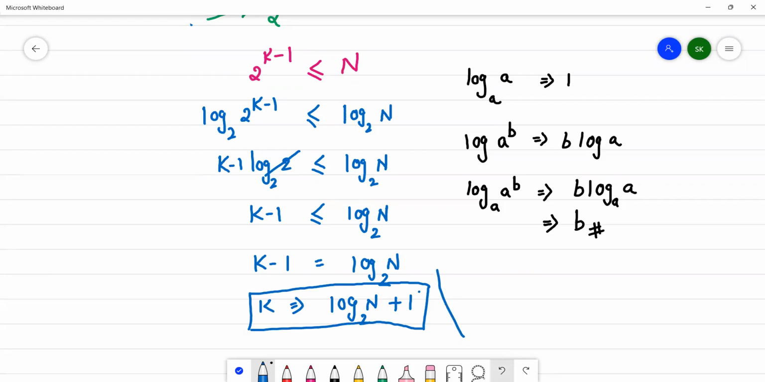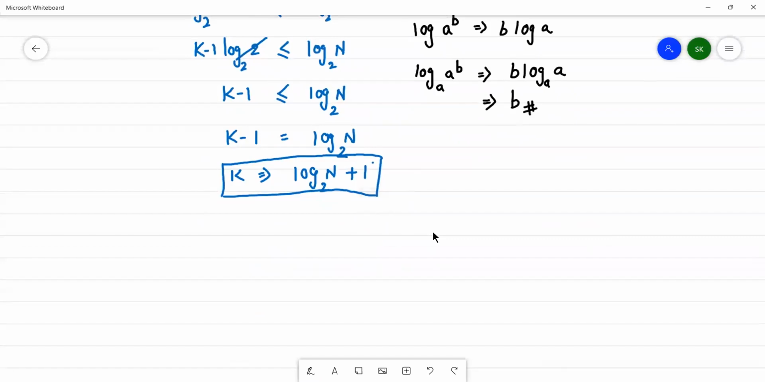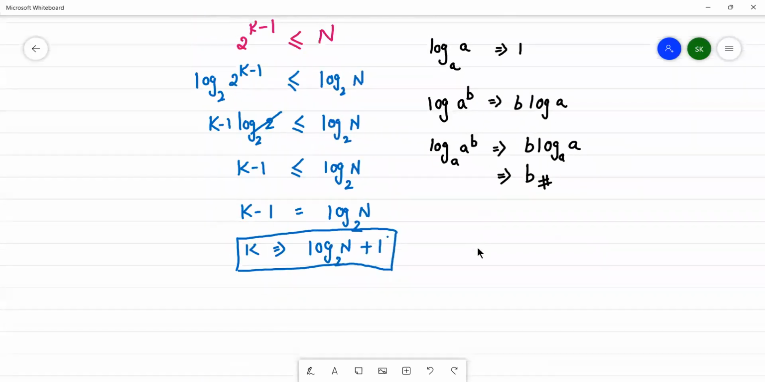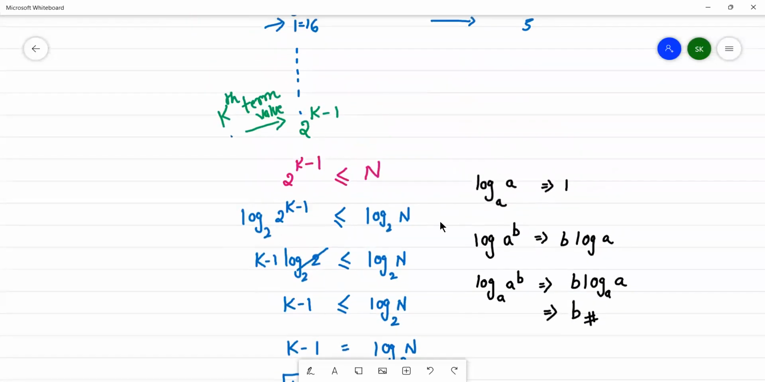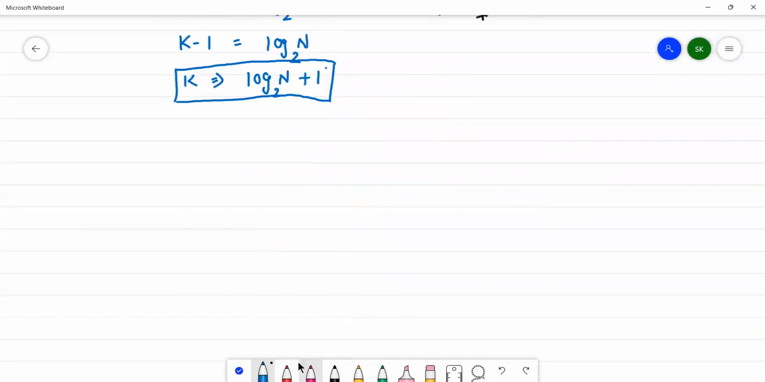And this is nothing but your time complexity. We will put this particular value in our general term, 2 to the power k minus 1. Just a minute. We will keep our value of k in this particular term, 2 to the power k minus 1. What will you get here? Are you able to follow this?